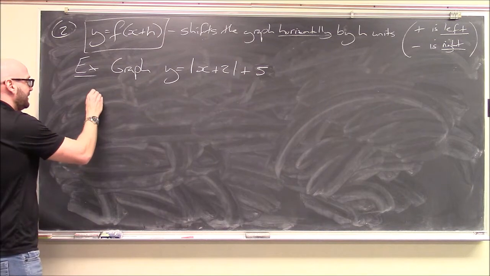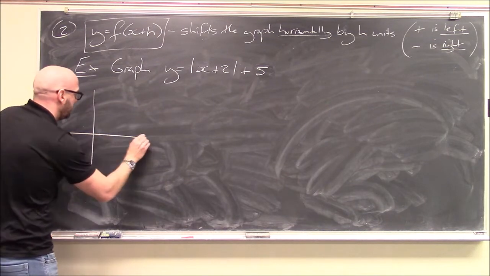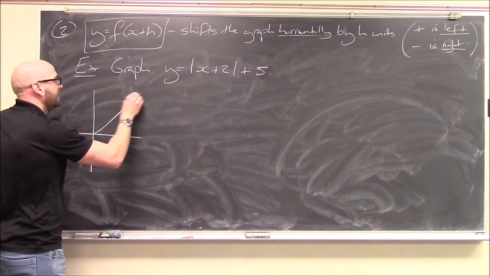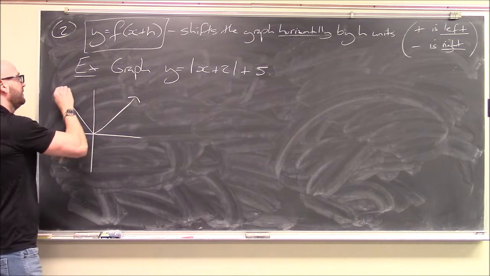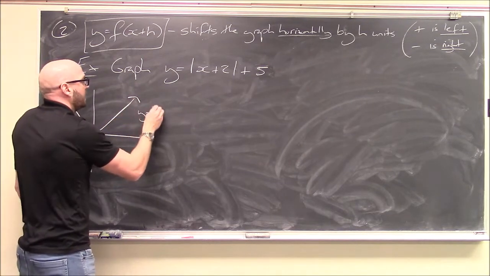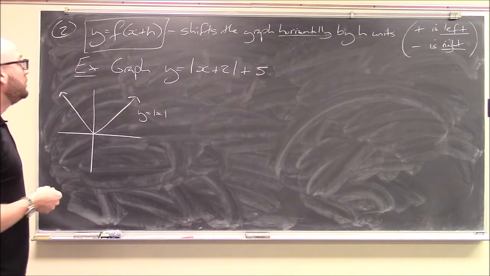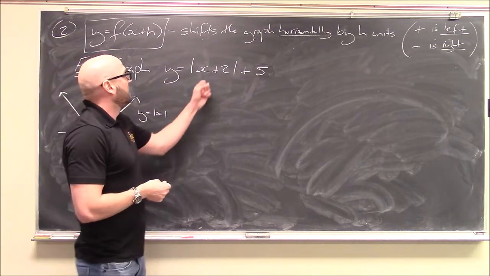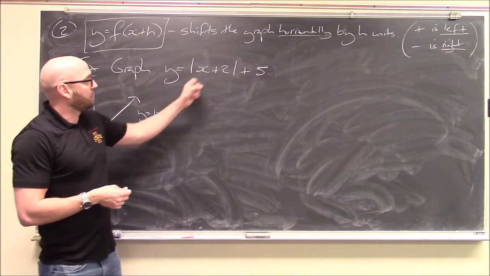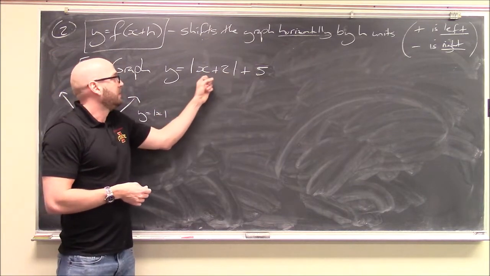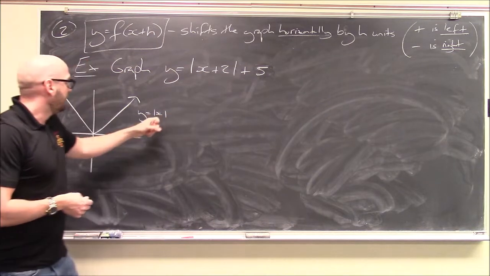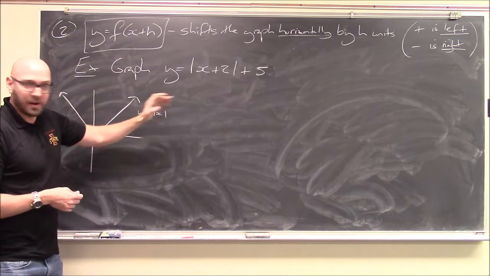Okay, so I start with the absolute value of x, right? I know what that looks like, because it's one of these that we just commit to memory. So there's y as the absolute value of x. And now you'll notice I want to do two different things to this. I want to replace absolute value of x with absolute value of x plus 2. So I want to replace x with x plus 2, to get our first transformation.